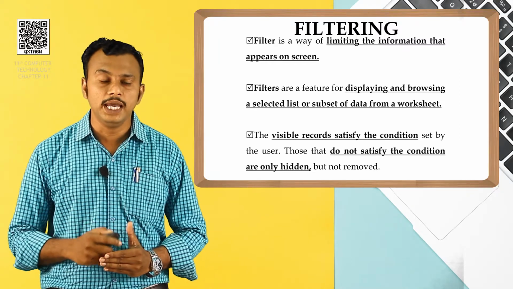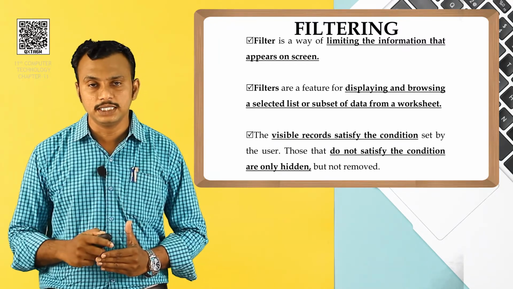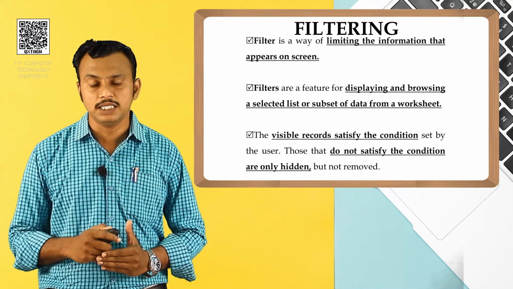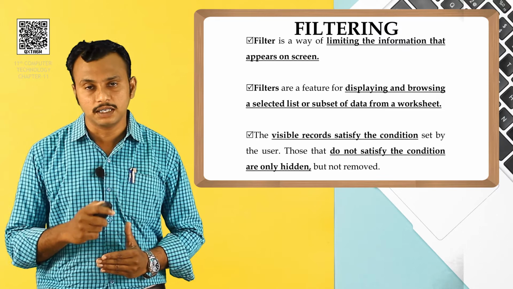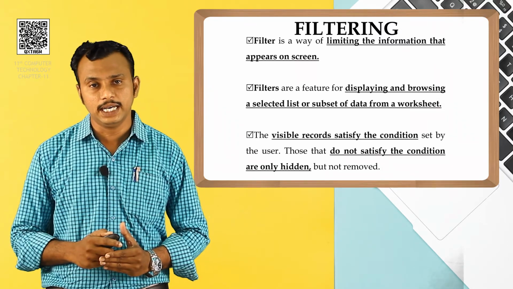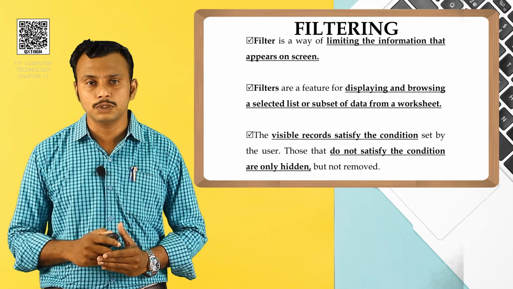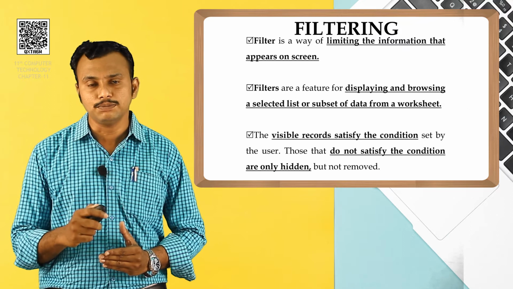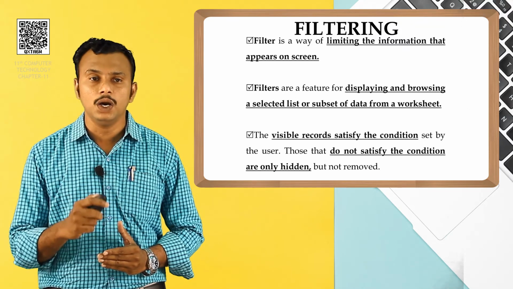So, what is meant by filtering? The definition is, filtering is the way of limiting the information that appears on the screen. There is another definition for filter. Filter is used to display and browse the selected list or subset of data from the worksheet.